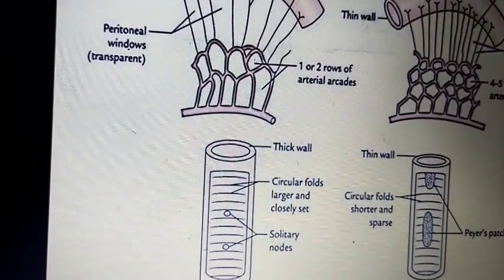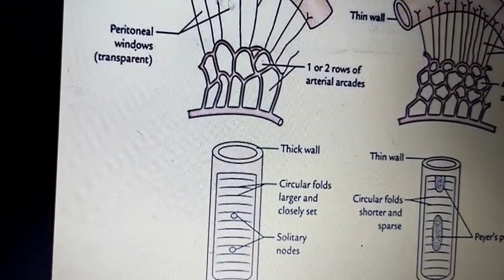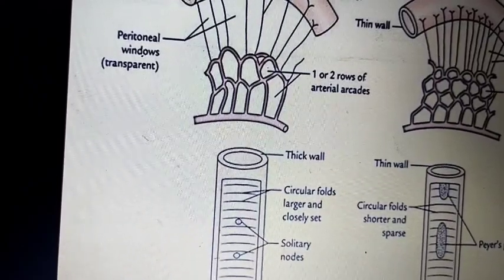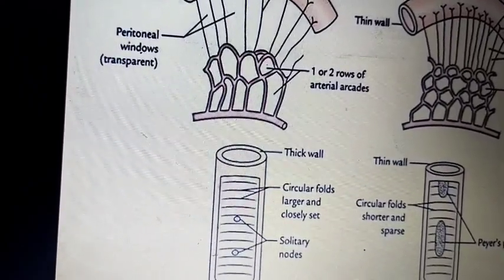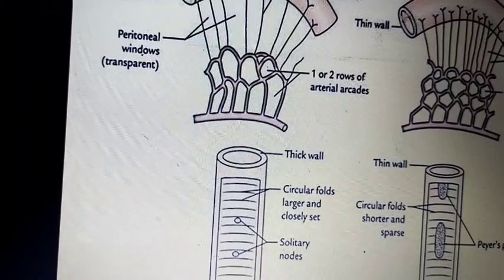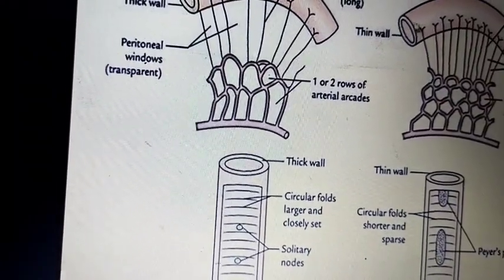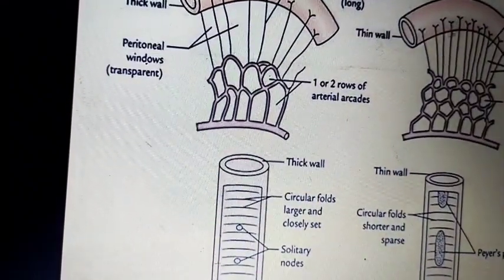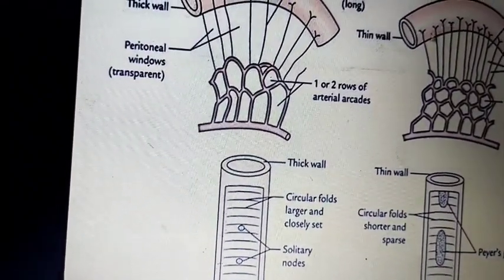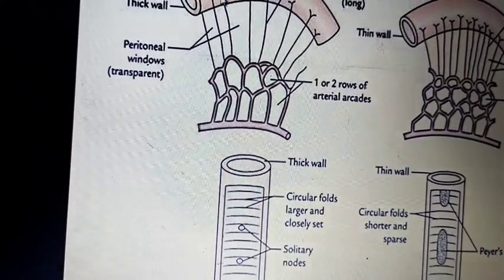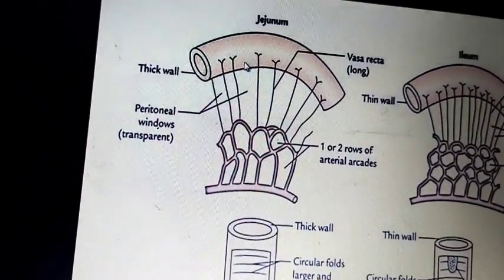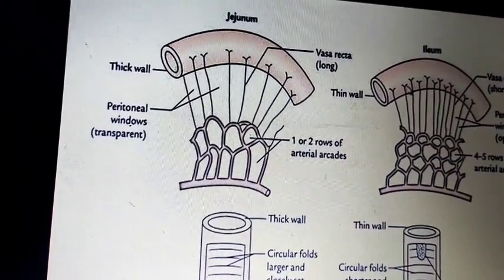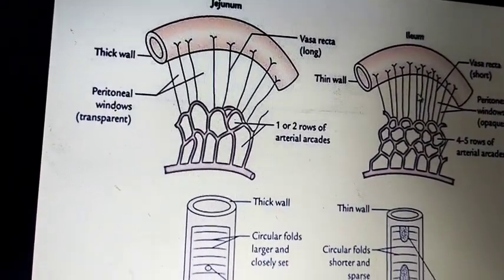And then the wall: the jejunum has a thick wall. Here the ileum has a thin wall. Why is it a thick wall? It has more plicae circulares. There is a thin wall because there are fewer plicae circulares. The jejunum is wider, the ileum is narrower or thinner. Okay, and this looks dark red in color. It looks pink or a little bit light red in color.